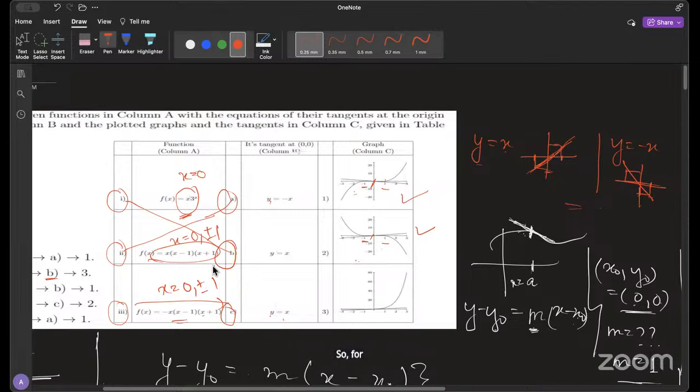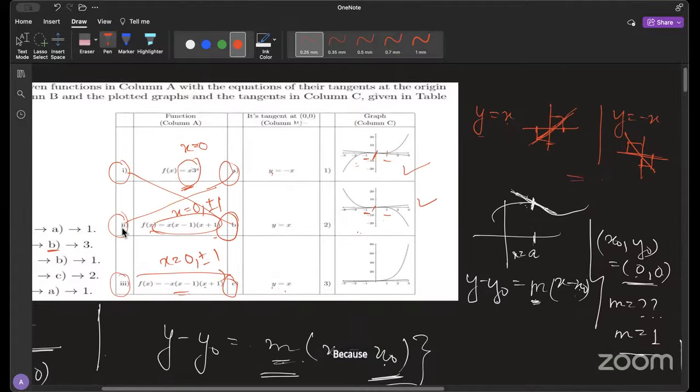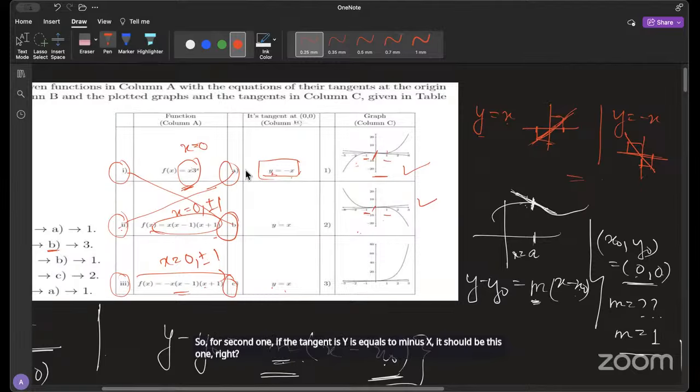So for this one, because the tangent of this one is y equals minus x, that means it should be this one, right? Why second one, it should be this one, right? Because its tangent is y equals minus x. So for second one, if the tangent is y equals minus x, it should be this one, right? First one.